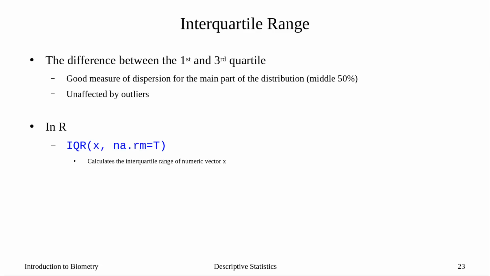Interquartile range is a little bit better. It's better because it's unaffected by outliers, because the interquartile range only looks at the item number. It doesn't look at the actual value, it only looks at the item number.